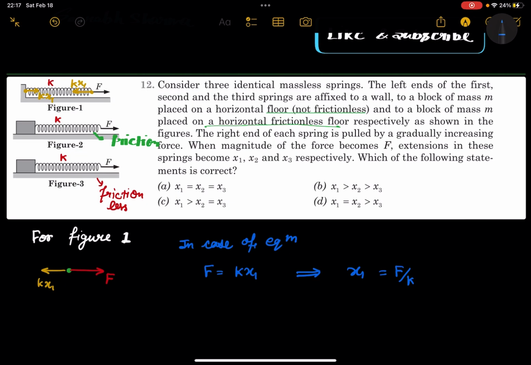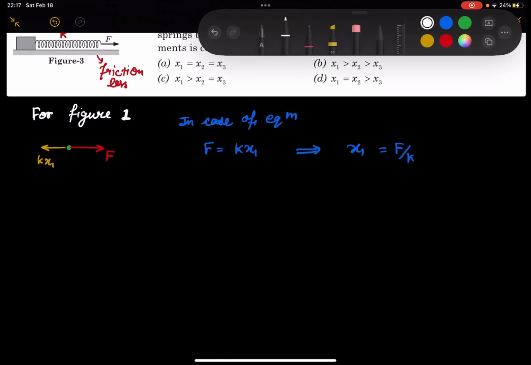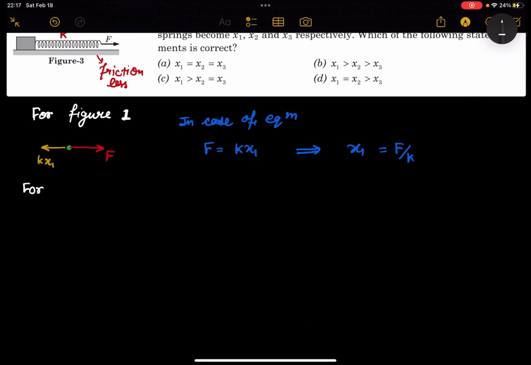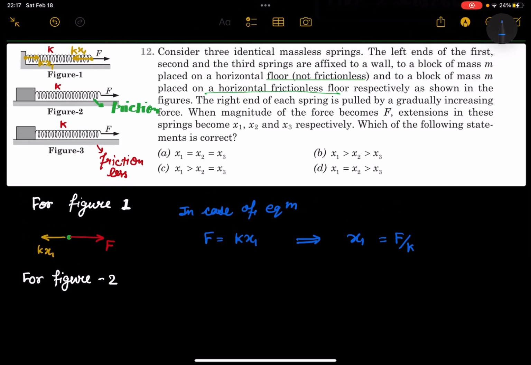In figure 2, what is happening? The spring is connected with the block, and the block is placed on a rough type of surface. So let's see figure 2. Let's assume the extension is x2. Because of this, at this end the spring exerts a force kx2, and at this end the spring again exerts a force kx2. Let's say the block is not moving. If the block is not moving, then on this side a static friction force is acting.